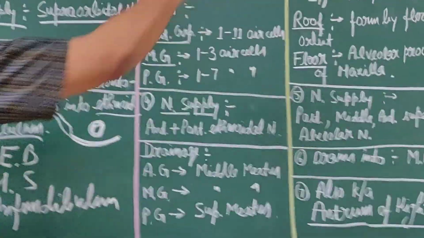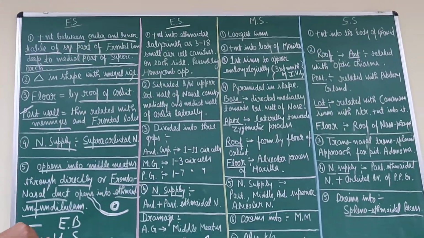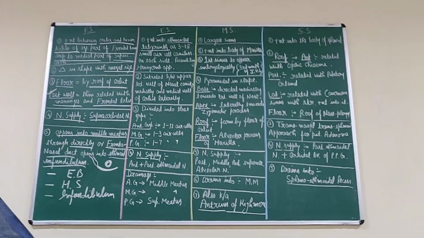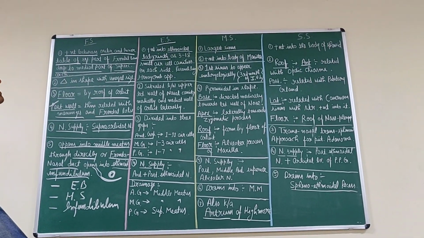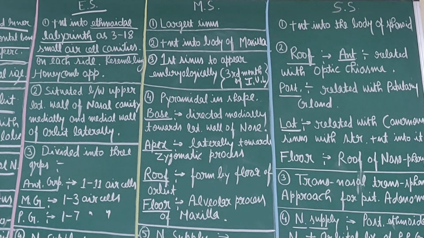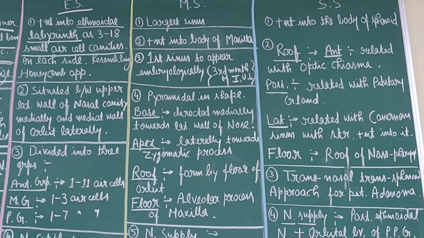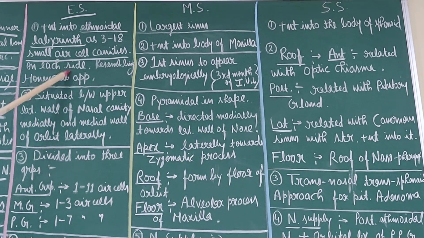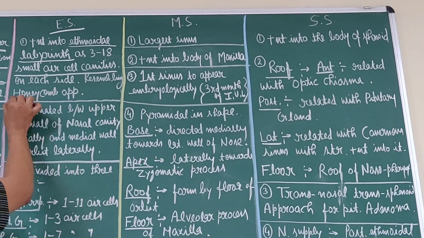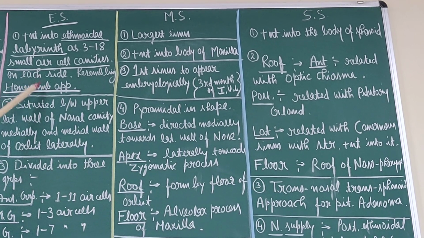Now the ethmoidal sinus. The ethmoidal sinus is present in the ethmoidal labyrinth. It is present in the ethmoid bone as small air cell cavities that range from 3 to 18 in number. These small air cell cavities are present medial to the orbit, and they give a honeycomb appearance.